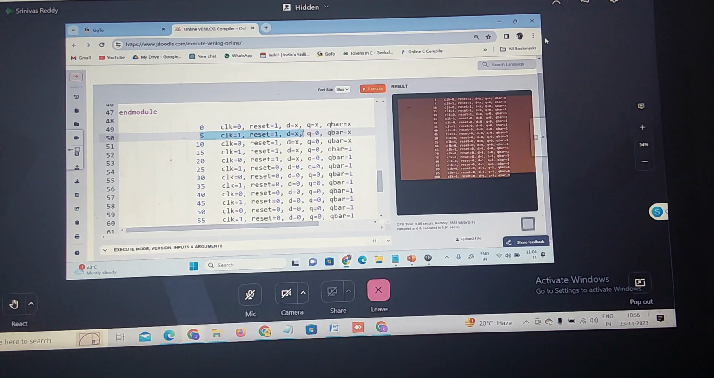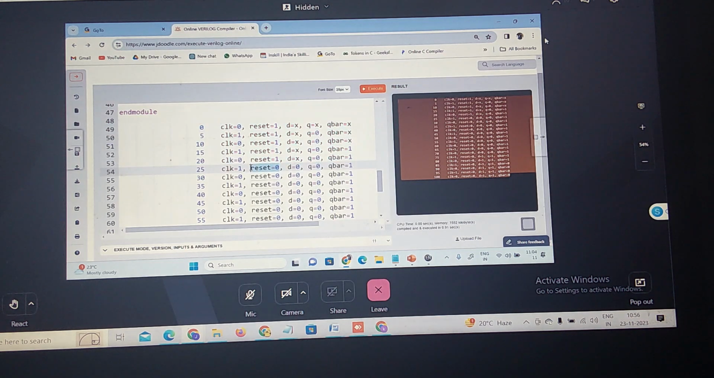When reset is equal to 1, irrespective of the d, q is nothing but 0. Then q bar should be 1. But this change is happening at the next rising edge. Q bar is falling at the next rising edge. We'll run this in ModelSim and see the timing diagram and analyze. Before that, from 0 to 25, I'm making reset equal to 1. Now Q becomes 0.